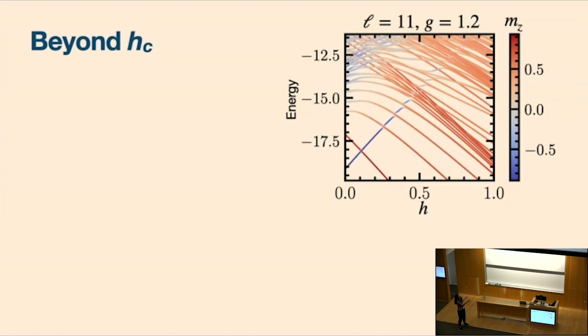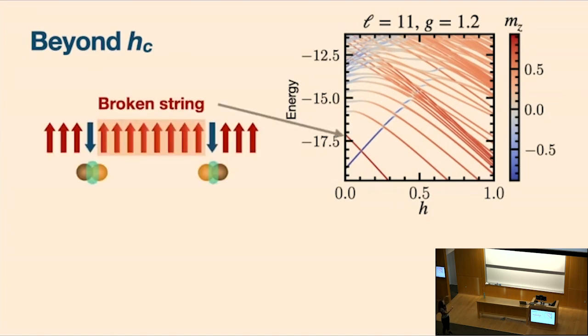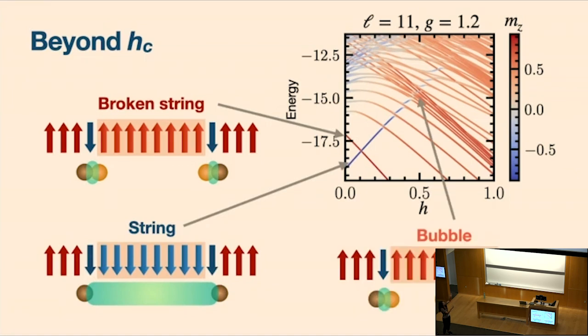Well, the answer is yes, but you will need to go to a larger value of the string tension. So here I'm plotting again the spectrum. This is the first avoided level crossing, but I'm also plotting the spectrum for larger values of the longitudinal field. So now this is the broken string state, this is the string state, but there are also many other states, and these are what we call the bubbles, meaning that those are states where the string is only partially broken.